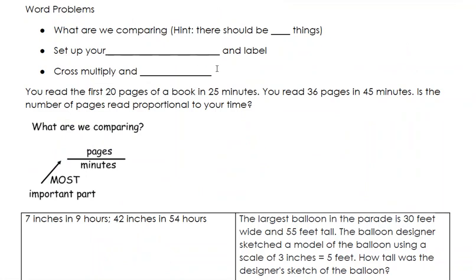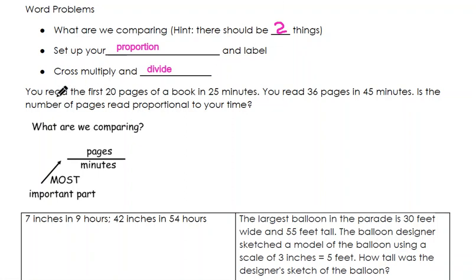Okay, so a big thing with proportions is word problems. The way you do this, you got to figure out what they're comparing. You use proportions when you're comparing things. So there should be two things we are comparing. So what you want to do is set up your proportion and then label it, and then you want to cross multiply and divide.